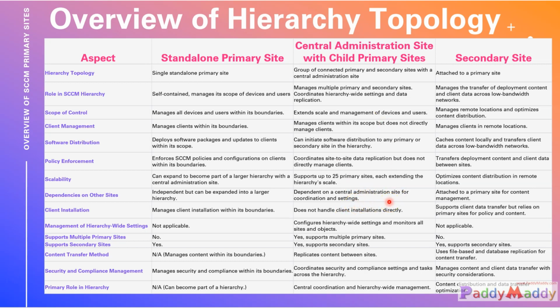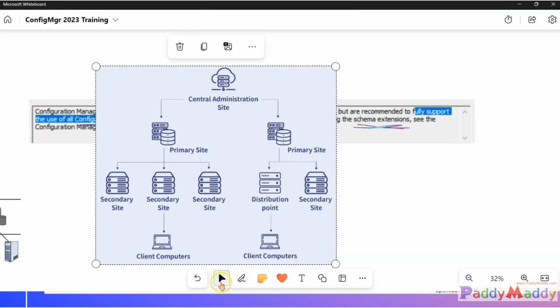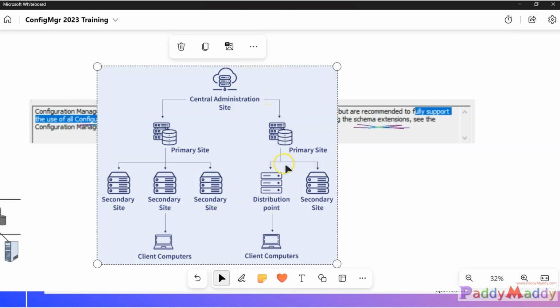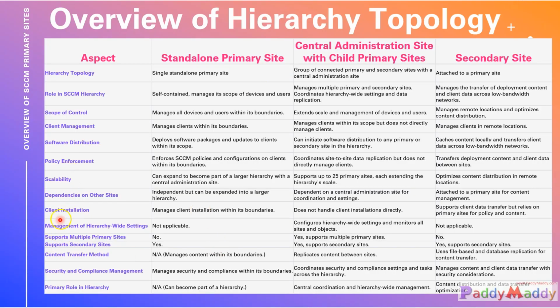When we talk about the dependencies, the CAS site is dependent, in terms of coordination, on the child primary sites, and the secondary site is always attached to a primary site, and it is dependent on the primary site to receive content. Think about it. For example, you might have a site here and this primary site is down. You cannot get the content to the secondary site, because primary is down and the data flows from here to down. What if there is an outage of the primary, then the secondary cannot get it. That's what the dependency means. I just wanted to mention that here.